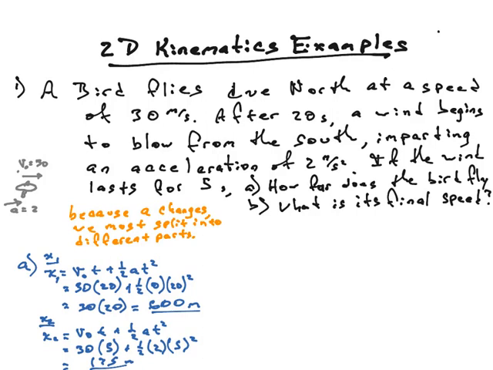All right, well, now to answer part A, how far does the bird fly? Before the wind starts, he flies 600 meters, then the wind starts to blow, so he goes another 175 meters, so the total distance x is 775 meters. There's my answer, the total distance flown.